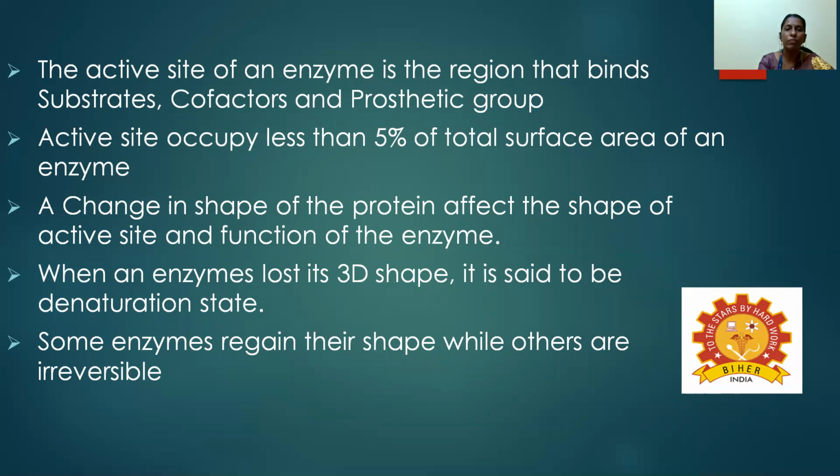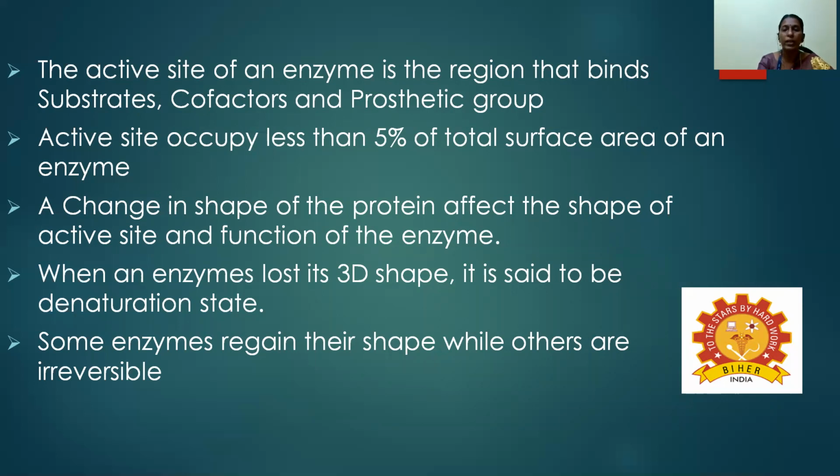The next point is when an enzyme loses its 3D shape, which is called denaturation. What is denaturation? Proteins are made up of amino acids and exist in primary, secondary, or tertiary structure. But this structure is subjected to changes in temperature, pH, or ionic strength. Automatically, what happens? It loses its shape, and that state is called the denatured state.